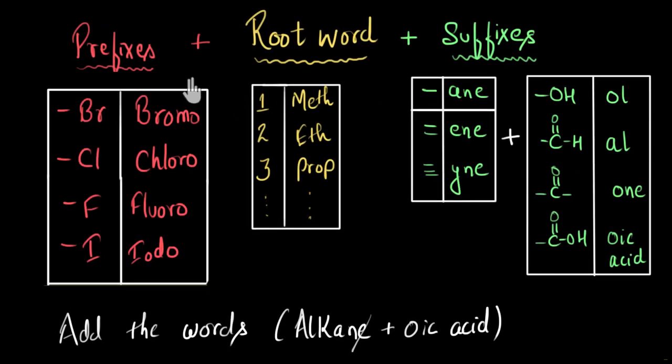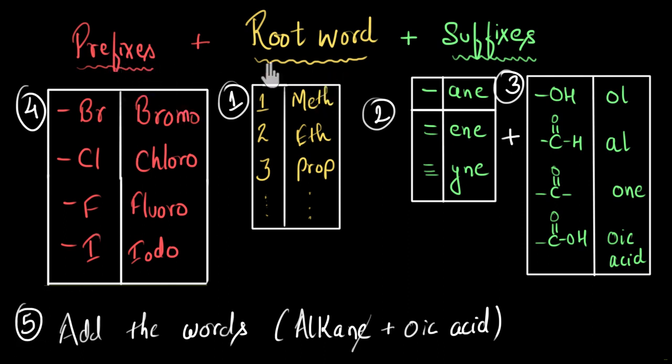So these are the rules for naming carbon compounds. First, you find out the root word depending on the number of carbon atoms present in the compound. Second, depending on double bond or triple bond, you add an appropriate suffix. And if none of these are present, then by default there will be single bond and the suffix will be ane. Now third, if there are oxygen containing functional groups, then you add these suffixes to the ane, ene and yne. And now fourth, if there are bromine, chlorine, fluorine or iodine, halogen functional groups, then you add a prefix to the root word. Now the fifth and the last step is you add all of these words to make a meaningful word.